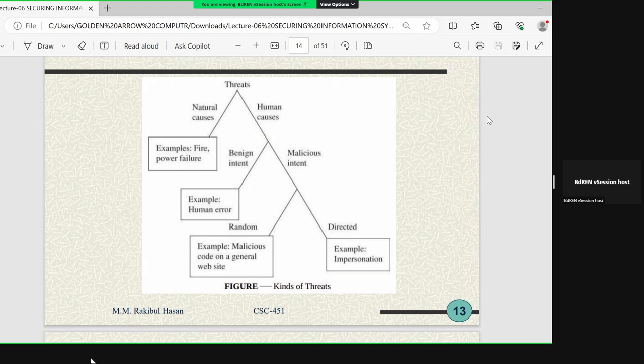On the other hand, human causes we can divide into two categories again. One is benign intended, another one is malicious. Benign means unintentional, and malicious means intentional. So what are the unintentional threats? Think about human error. You are going to type one thing, you type another thing by using your keyboard. We must be careful about human error, but we cannot use any technology for that.